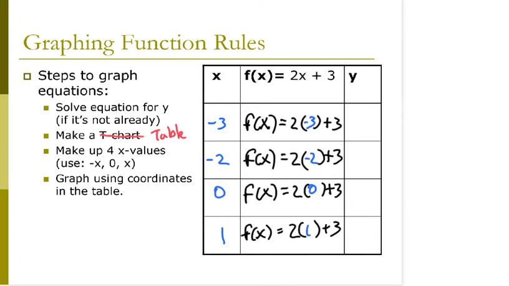2 times negative 2 is negative 4. Negative 4 plus 3 is negative 1. 2 times 0 is 0, and 0 plus 3 is 3. 2 times 1 is 2, plus 3 is 5. So to graph this function rule, we would need to plot the points negative 3, negative 3, also negative 2, negative 1, 0, 3, and 1, 5. We're going to see a bit more about how we can do that with the following examples.